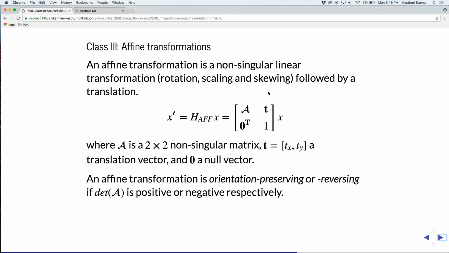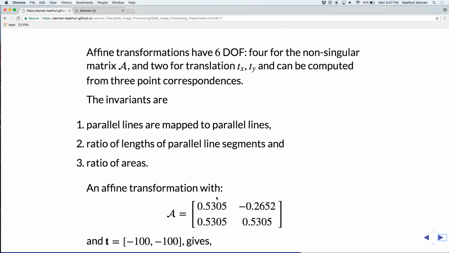And the third class of geometry or transformation is called affine transformation. So affine transformation in general can skew, rotate, or scale. It takes a matrix A instead of the rotation, and the rest of them are just the same. This is orientation preserving or reversing if the determinant of A is positive or negative. It has 6 degrees of freedom: 4 for the non-singular matrix and 2 for the translations. There's no scaling here. And the invariants are parallel lines being mapped to parallel lines, the ratio of the lengths, and the ratio of the areas.